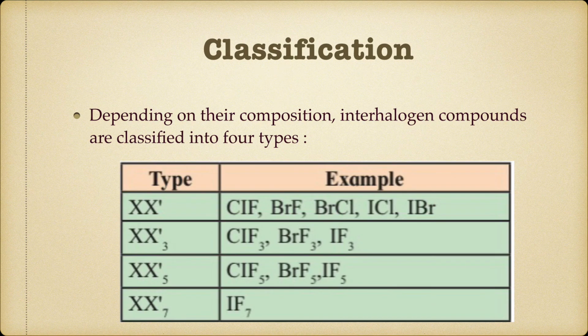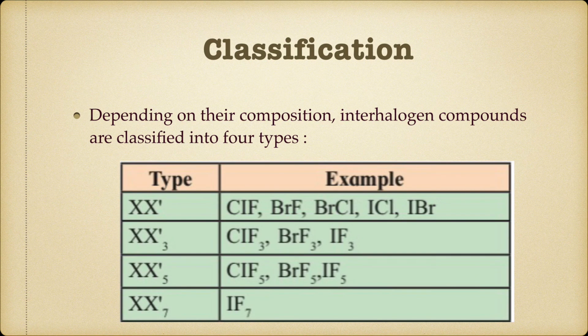If I take the general formula XX'n, X is the halogen having larger size and is more electropositive. Once again, what is X? X is the halogen having larger size and is more electropositive, while X' is the halogen having smaller size and more electronegative. Hopefully you understood this. Now we'll see the examples of each one.